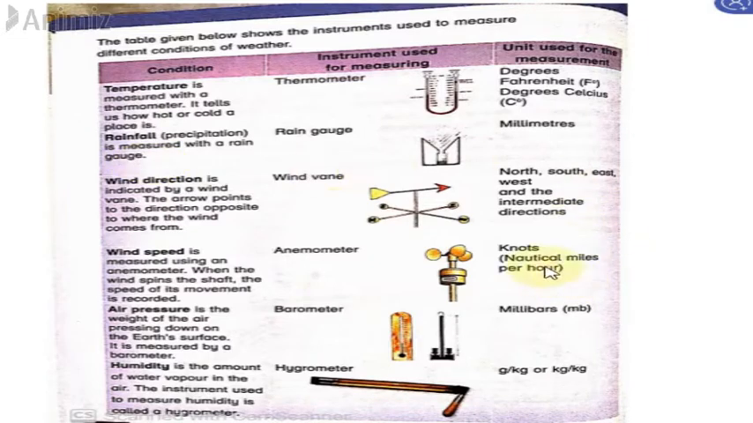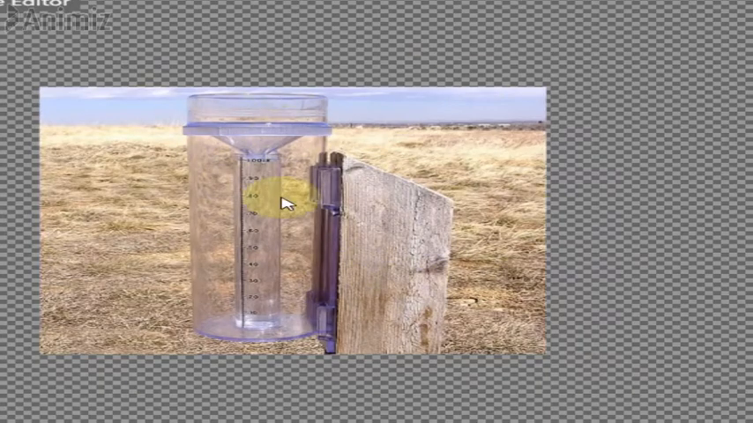Let me just show you an example, a picture of a rain gauge. As you can see, there are some numbers written over here. These are the measurements that we can take: 10, 20, 30, 40. Whatever the amount of rain will be, the water from the rainfall will be collected in this rain gauge, and then we are going to measure it. The scientists or the meteorologist will measure how much rainfall has taken place.